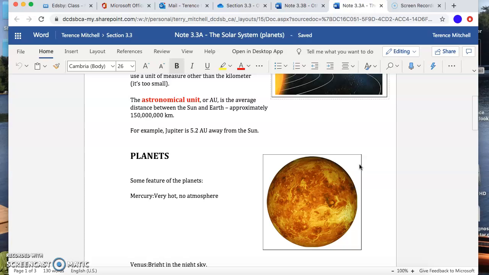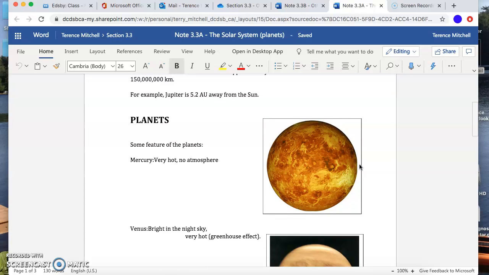So our planets. The first one, the closest to the sun, is Mercury. Very, very hot. It has no atmosphere around it. It's much closer to the sun than the Earth, so it just bakes all day long. It's made of iron.